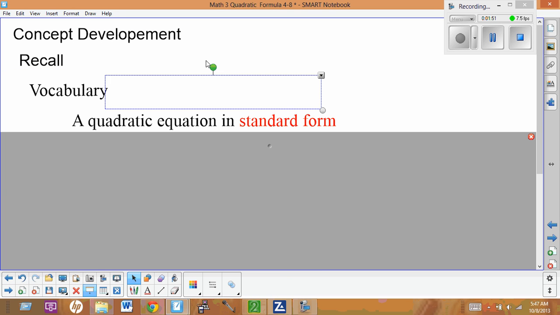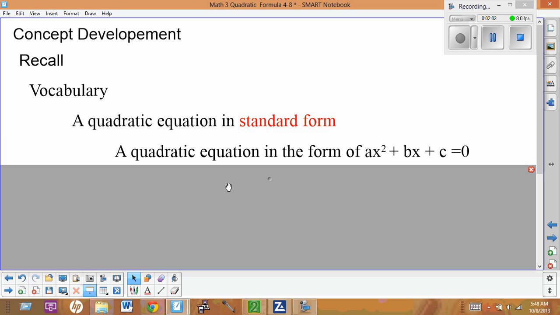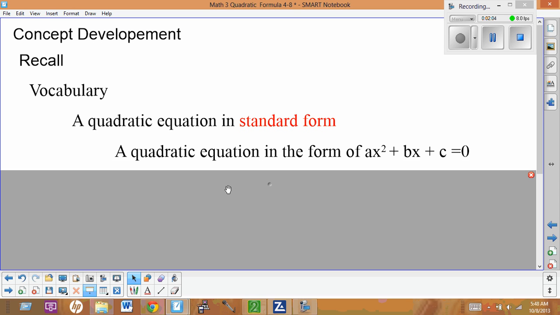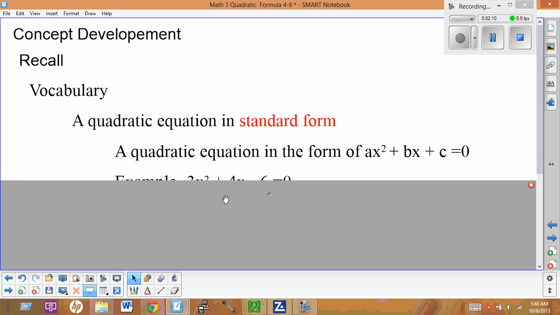Okay, so let's take a look at some vocabulary here. First of all, we need to understand what standard form is of a quadratic equation. So that's our first vocabulary word. A quadratic equation in the form of ax squared plus bx plus c equal to 0 is called standard form.